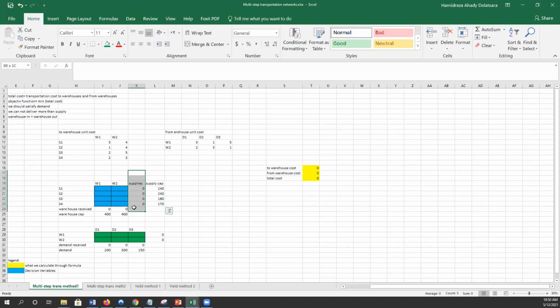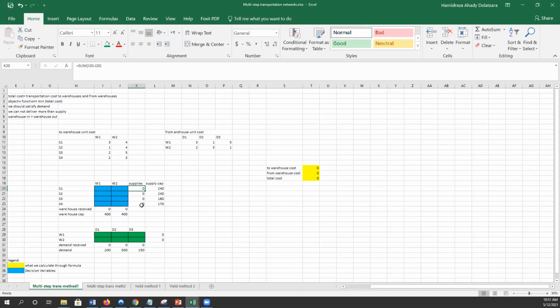Also look at the supplies column. If I click on the first one, it just means the summation of whatever I send from supply point 1 to either warehouse 1 or warehouse 2. It does the summation. Same for the second one: S2 to warehouse 1, S2 to warehouse 2, and the summation. Basically, look at the first one that I clicked on. It just means the summation of the adjacent 2 blue cells. It tells how many crates of oranges I sent from supply point 1, which was Orlando.